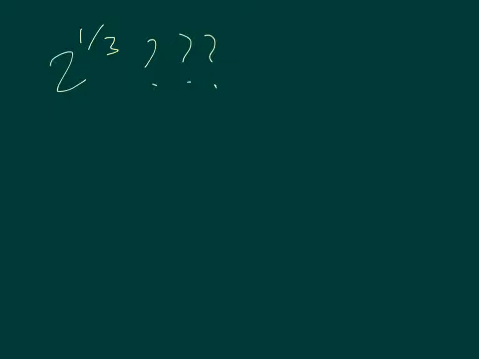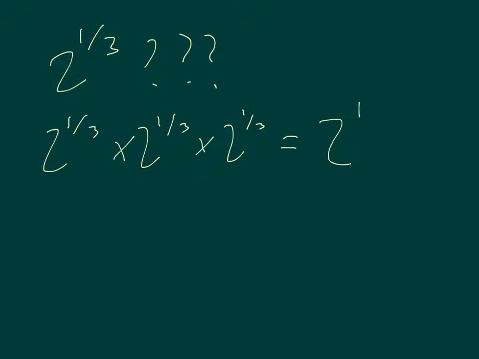What's 2 to the power a third then? It's that we need 3 of them just to make 2 to the power 1 using our laws of indices. So 2 to the power a third must be the cube root of 2 because we need 3 of them multiplied together to make 2.